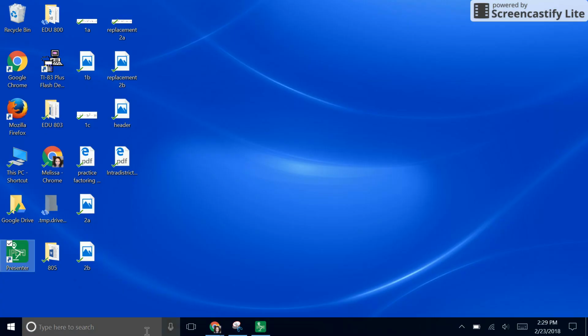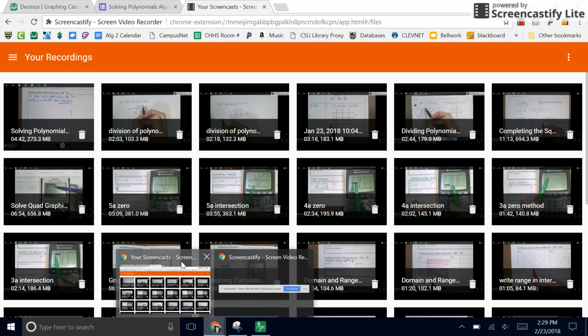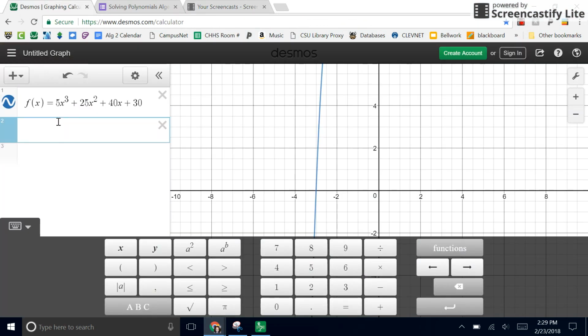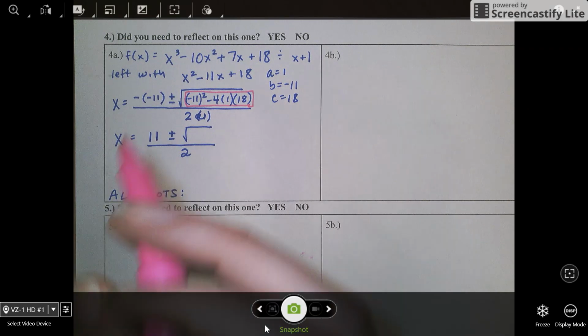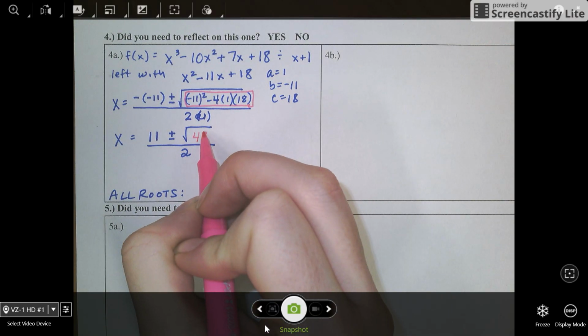And actually, I'm going to use Desmos for that just because that's what I have open right here. So we're going to put in negative 11 squared minus 4 times 1 times 18. Okay, and that gives me 49. So the number under here is 49.